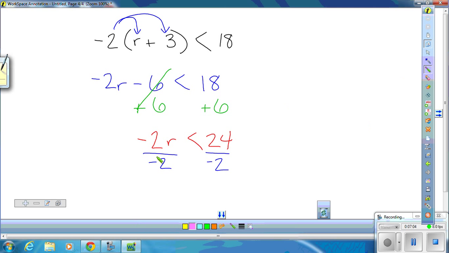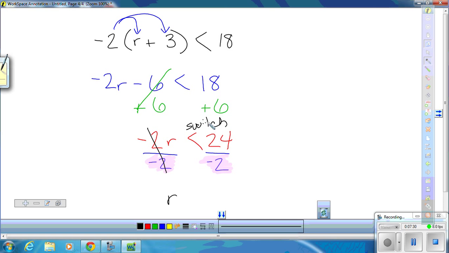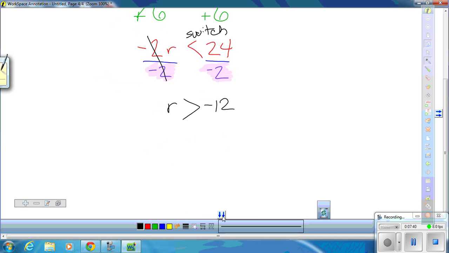And this is where we need to be careful. The number I am dividing by, not the number up here, that number doesn't matter. But the number that I'm dividing both sides by is negative. And that means that I have to switch my sign. It is extremely important. So my negative 2's are going to cancel out, and I'll just have r. But my less than sign is going to have to switch. I've got to switch it. So that's going to be greater than, and then 24 divided by negative 2 is negative 12. So now I have r is greater than negative 12.